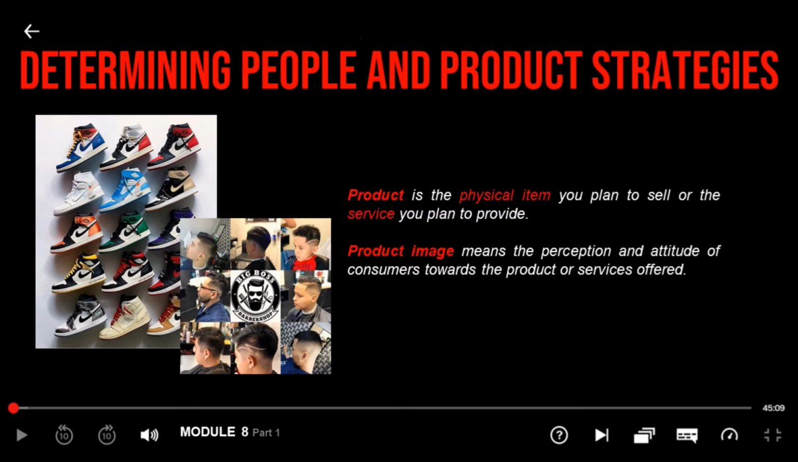So, product and people are considered the lifeblood of every business. Why? Because without these two, we cannot generate profit. Our business would be worthless. Can it still be called a business if you have no product and no target market, right? Whether it is a service or goods that you sell, you should have what we call a product. Because the definition of product in entrepreneurship or marketing is the physical item you plan to sell or the service you plan to provide. So, product image means the perception and attitude of consumers towards the product or services you offered.